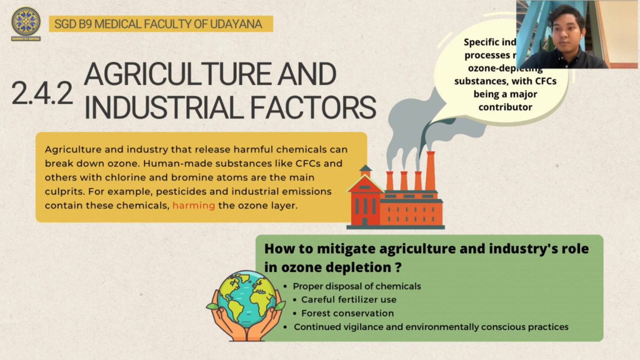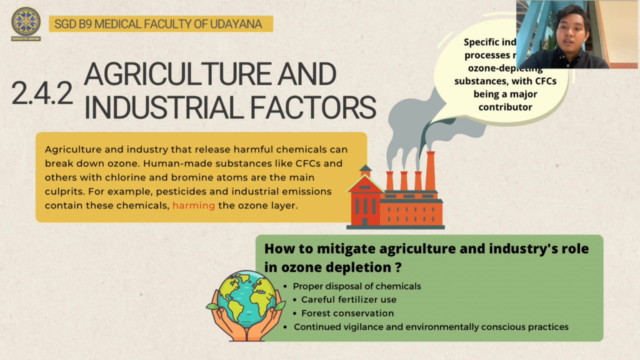So here I'll explain about the agriculture and industrial factor of this student project. Agriculture and industry that release harmful chemicals can break down ozone. Human-made substances like CFCs and others with chlorine and bromine atoms are the main culprits. For example, pesticides and industrial emissions containing these chemicals can harm the ozone layer.